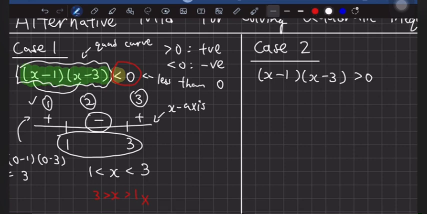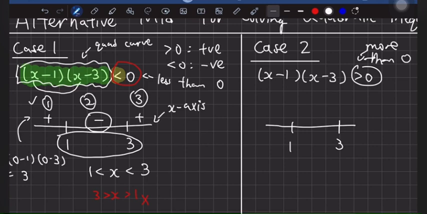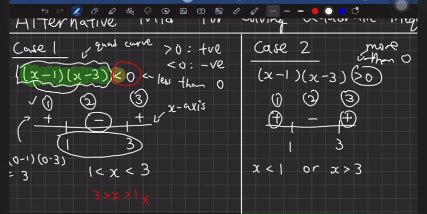With this, we'll proceed to case 2, where we still draw the number line which shows 1 and 3. Now this is more than 0. Same thing, I have regions 1, 2, 3. I'll pick 0, so it is plus, minus, plus, because it's similar to case 1, just that now they want a different region. More than 0 means the y value is positive, so the answer that we want is here. We write the inequality x less than 1 or x more than 3.